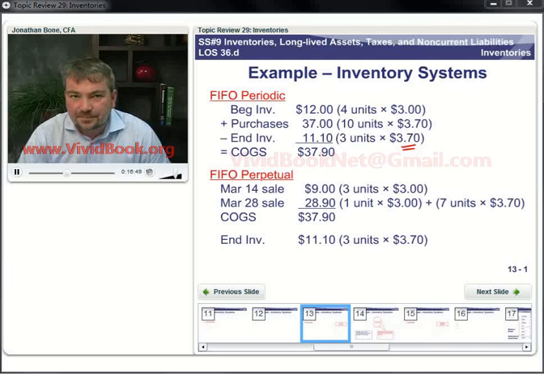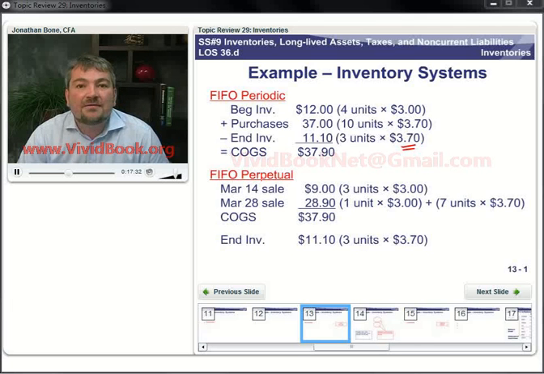Now, let's look at the perpetual system. We make a sale on the 14th of March, and that sale was 3 units. Now, those 3 units, of course, have got to come out of your beginning inventory because you only had 4 units at that time. So we'll value those 3 units from your beginning inventory at $3. Bang. You've then got another sale on the 28th of March, 8 units. And remember, under FIFO, we're selling the oldest units first. So we've got 1 unit of beginning inventory left. So we'll do 1 times 3. The remaining 7 units of sales must have come from our most recent purchases at $3.70, giving us a cost of goods sold of $28.90.